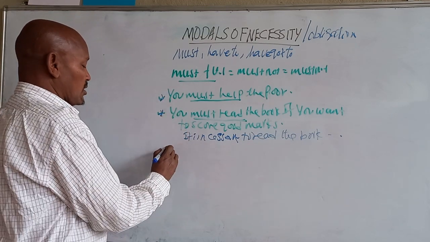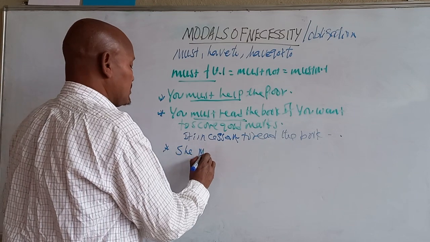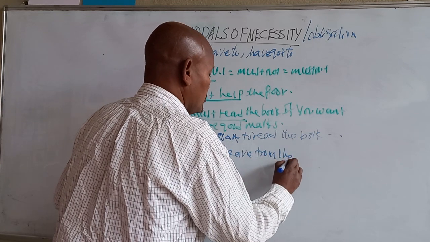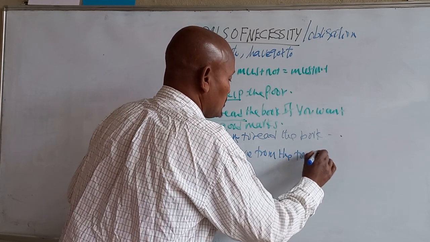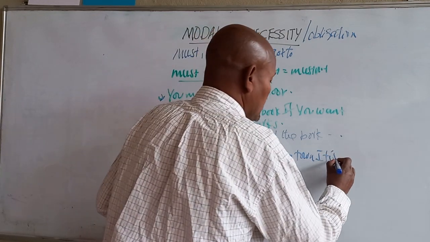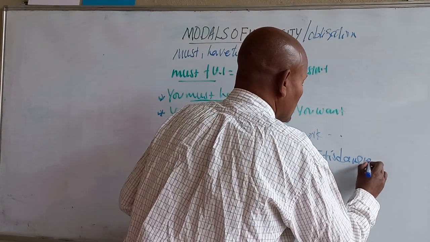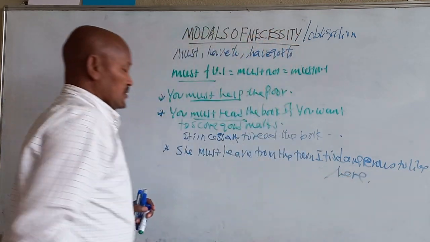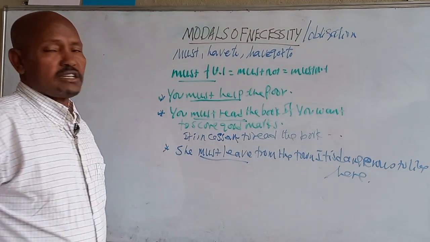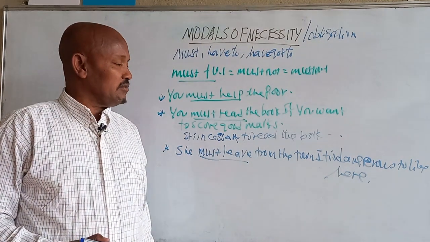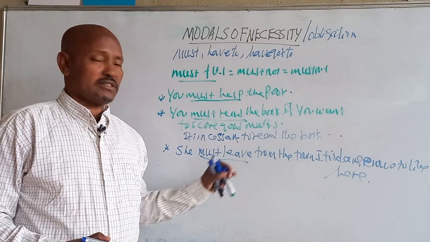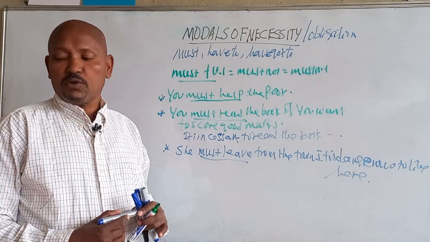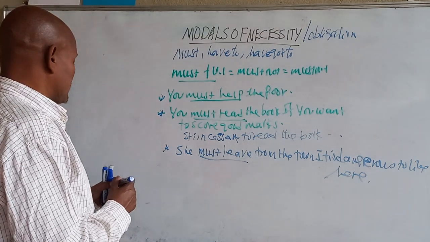Or, she must leave the town as it is dangerous to live here. She must leave. It's necessary to leave from here because it's not advisable to stay here. So must leave, must plus verb 1. When things are necessary, we can use must for expressing necessity.